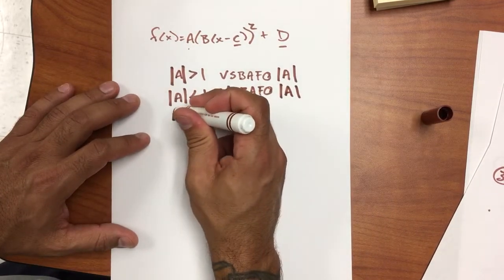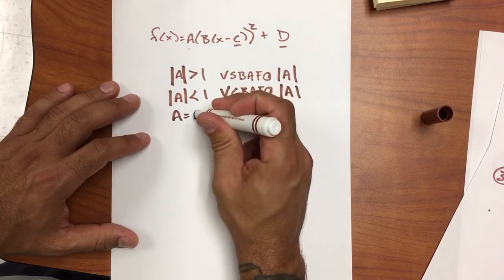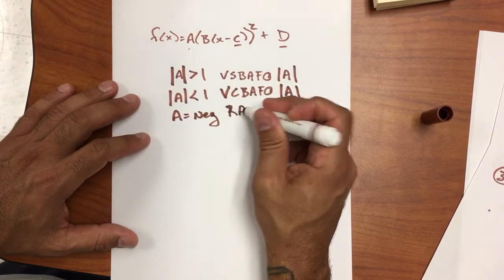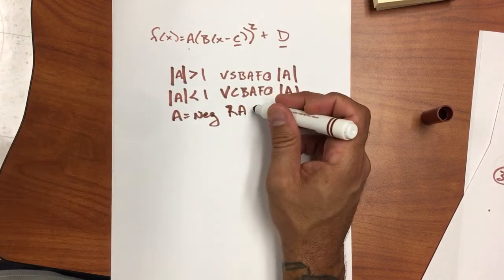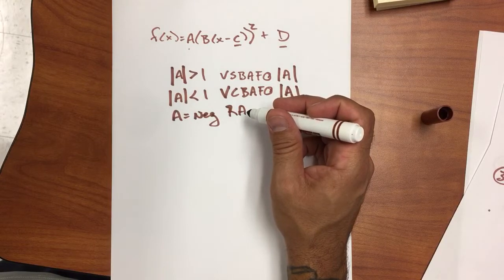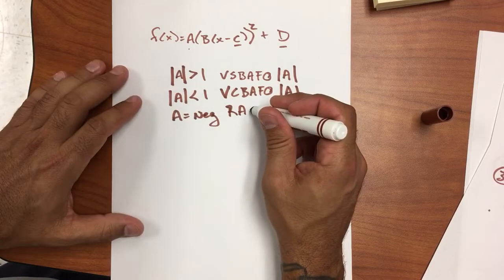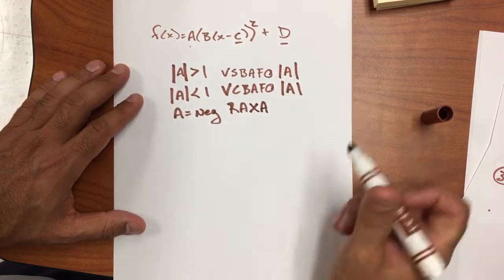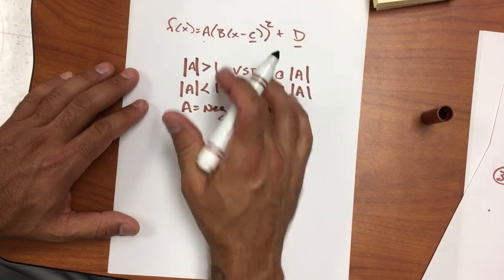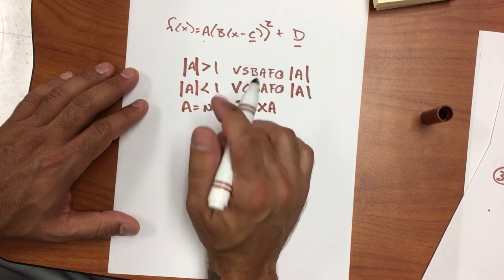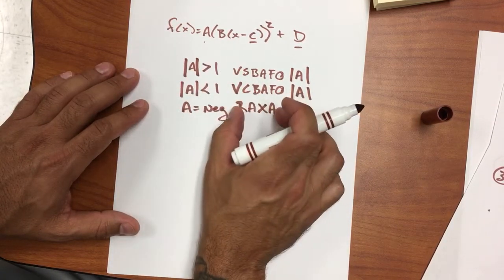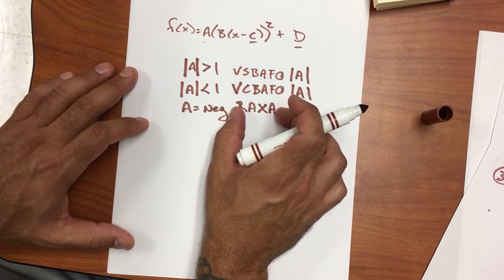If a is negative, then it's reflected across the y-axis. Wait, let me think about that. The x-axis. Reflected across the x-axis. Apologies. So it can be two of these things at the same time. Because these are only dealing with absolute value, the negative portion only deals with reflecting across the x-axis.